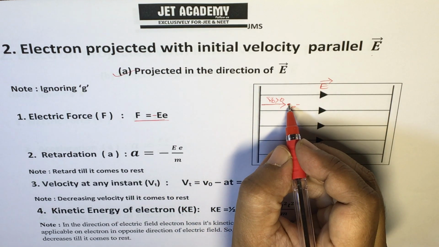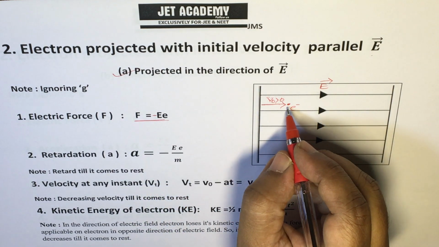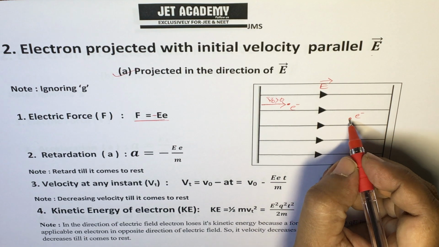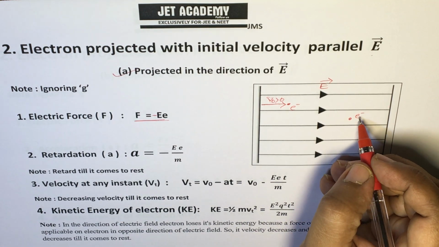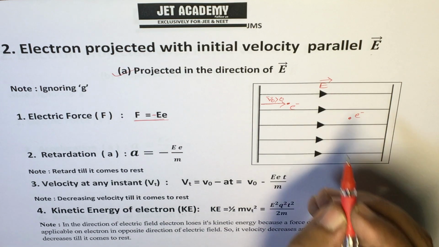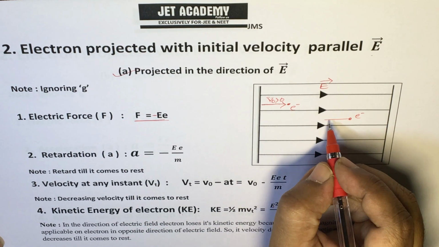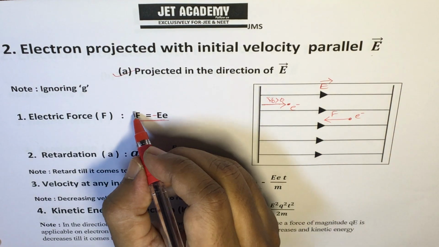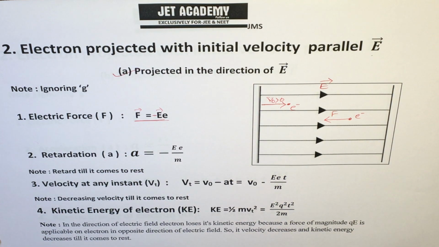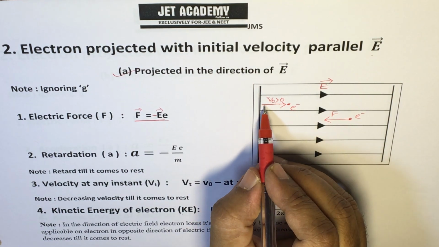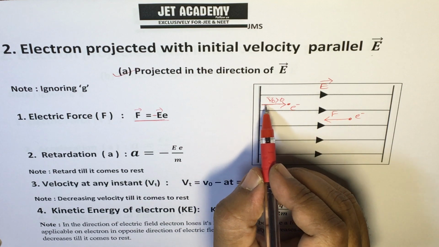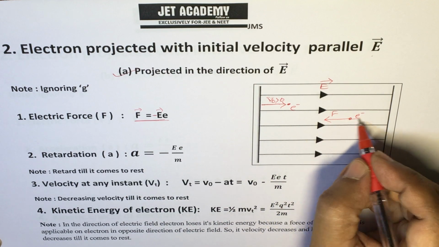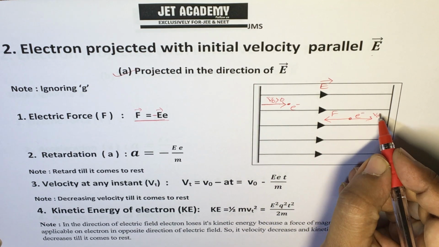Now the question is, what is the direction of force acting on it? I will take another electron here. The force acting is always opposite to the electric intensity, for an electron. This is the direction. This is the Coulombic force, this is never going to change. Only thing is, the electron is injected here, but the force is acting in this direction and the velocity I gave is in this direction.